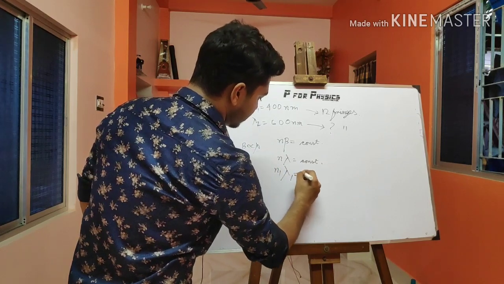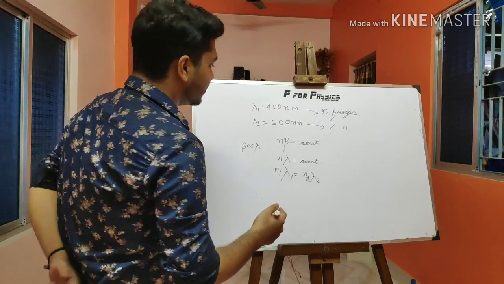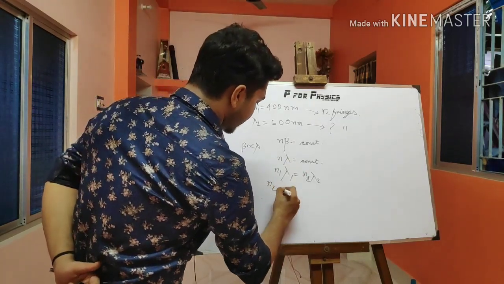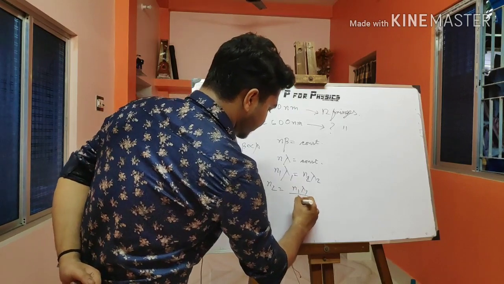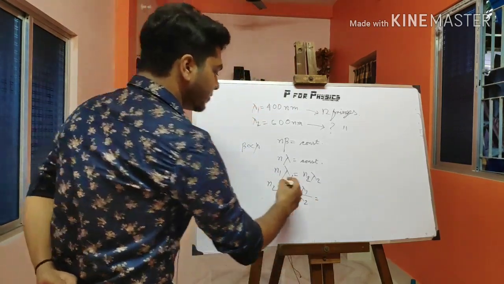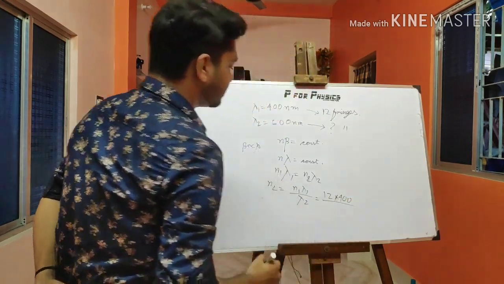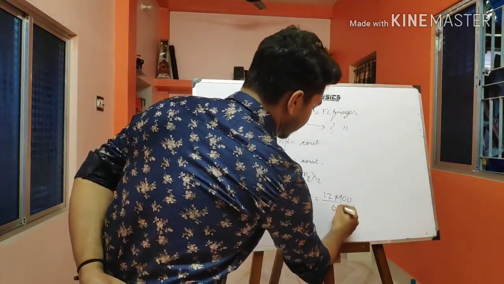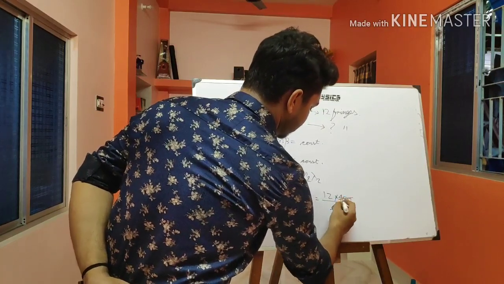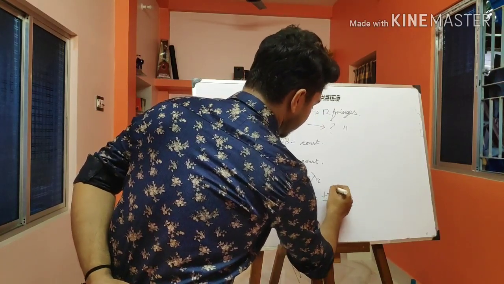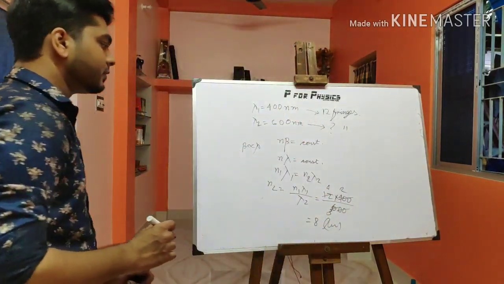which should be n1 lambda 1 equals n2 lambda 2, and we have n2 equals n1 lambda 1 by lambda 2. So let's put the values: 12 into 400 by 600. And it should be our answer.